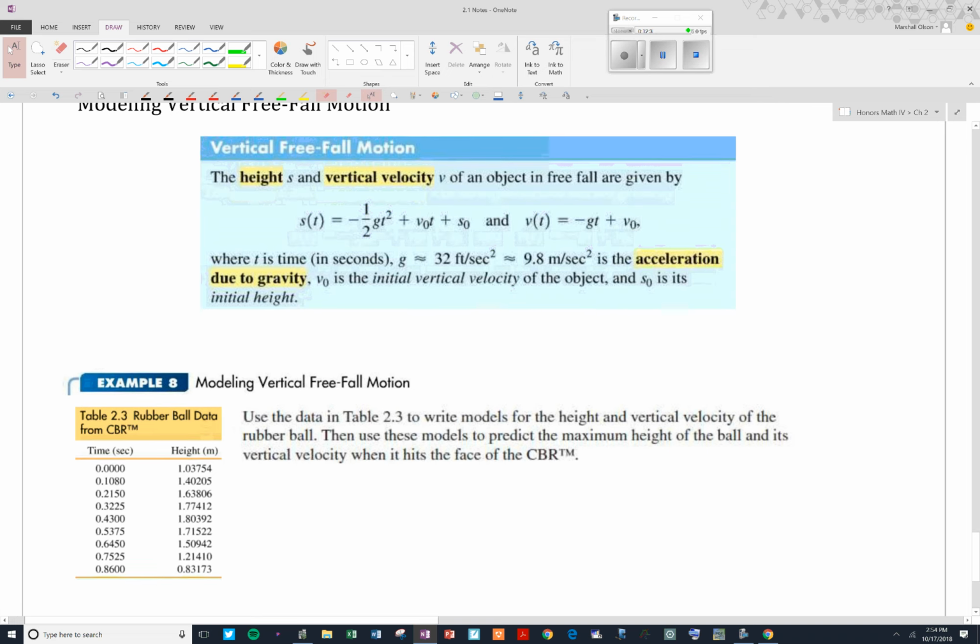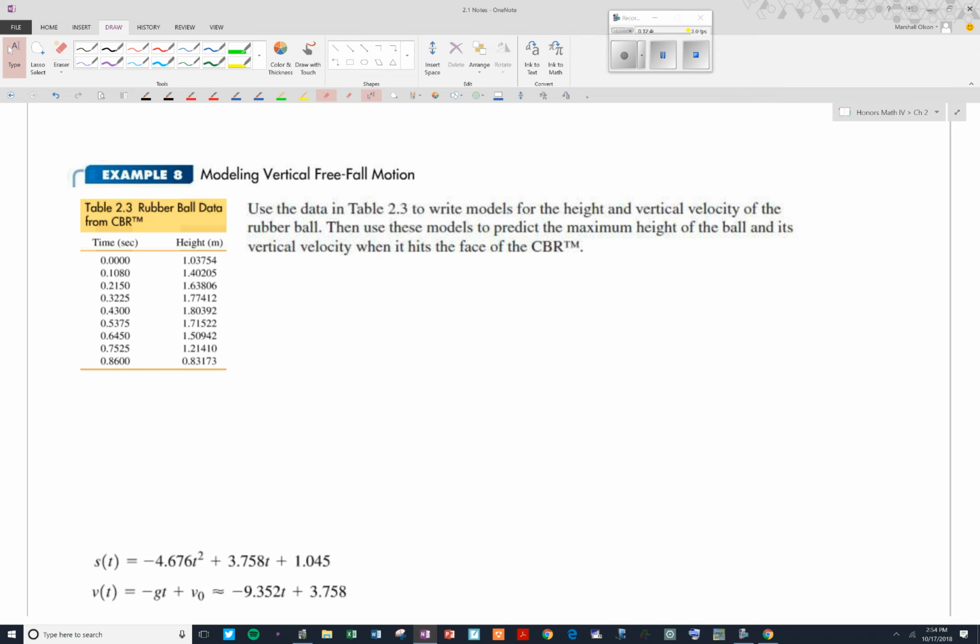This is actually a problem here that is a combination of both regression and using that model that we just spoke about. This is asking you to come up with a model for the height and vertical velocity of a rubber ball that has been dropped, or thrown actually, because our heights are going up and hitting a maximum somewhere in that area right there.